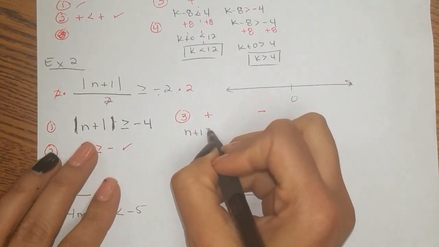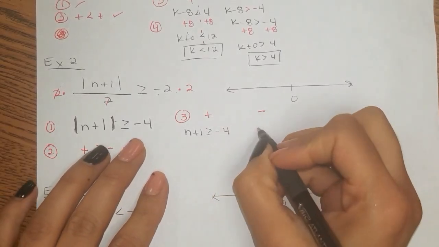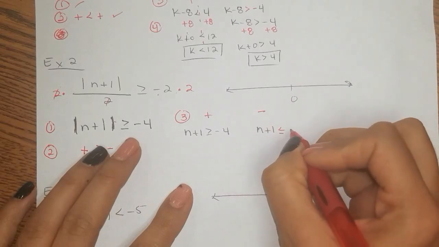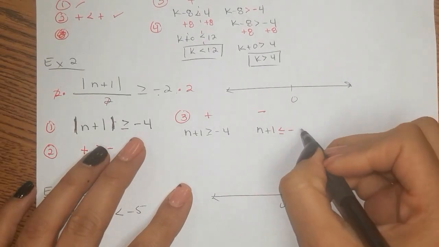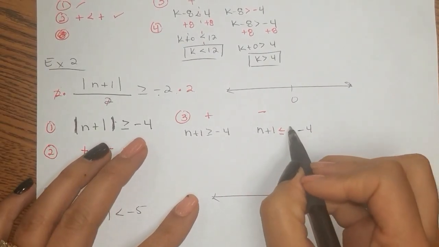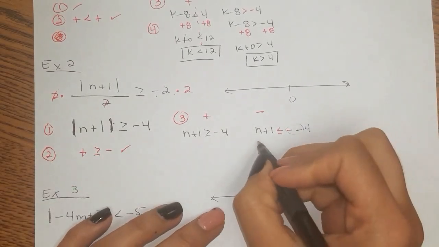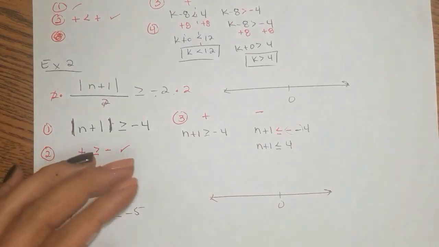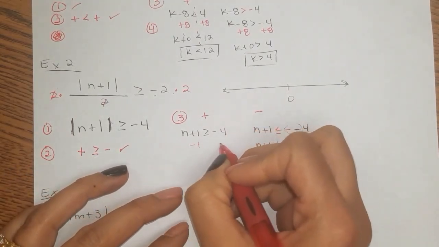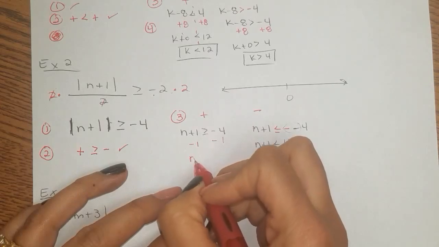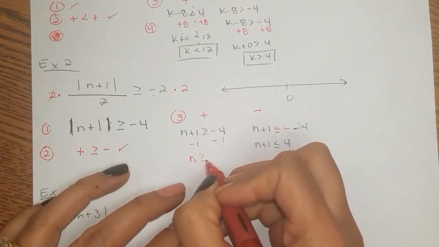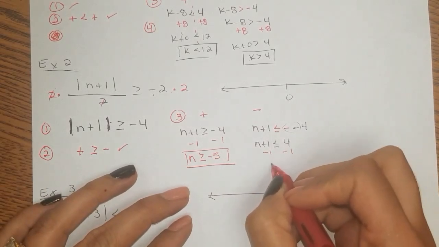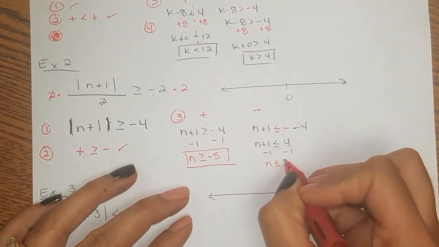Okay, so the second step is to check for your true statements. Okay, so can your positive be greater than or equal to a negative? Yes, it can. So then step 3, you go ahead and set up your two inequalities, positive and negative. n plus 1 is greater than or equal to negative 4. n plus 1 is less than or equal to, change the sign, negative 4. Okay, so here you're going to have to change that to positive. n plus 1 is less than or equal to positive 4.